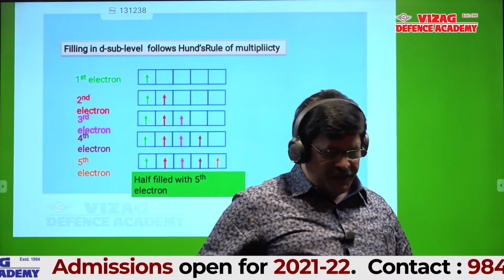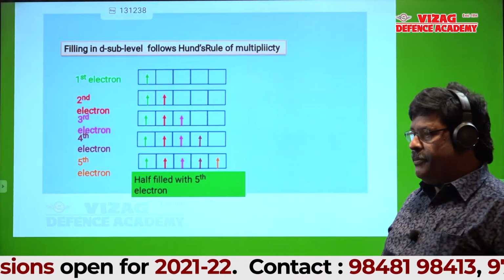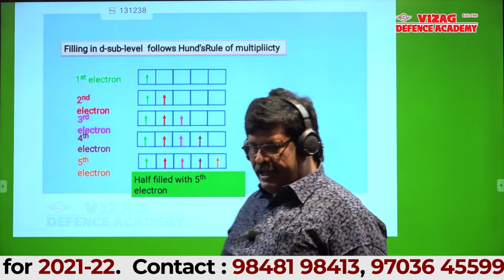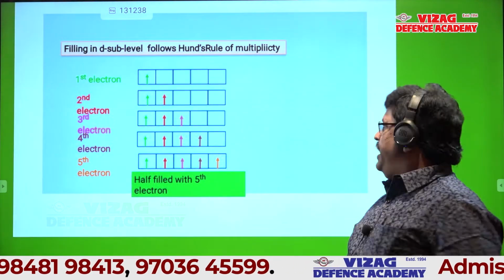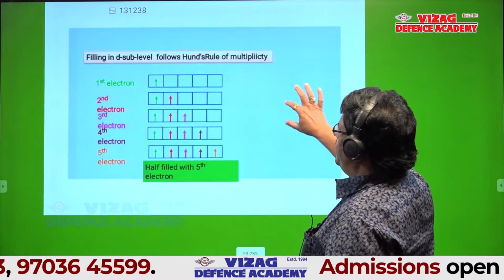In the last class we discussed how to write the configurations up to 20 elements, I think. Potassium and calcium also we completed. Now we'll write the next 10 elements, that is scandium to zinc.